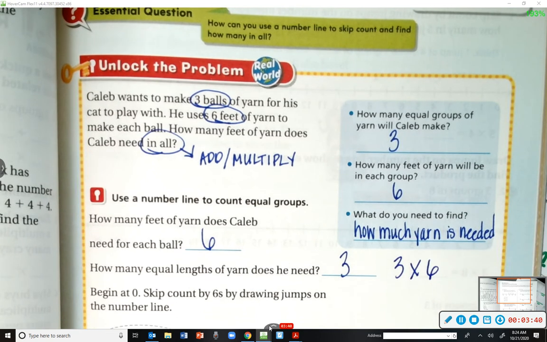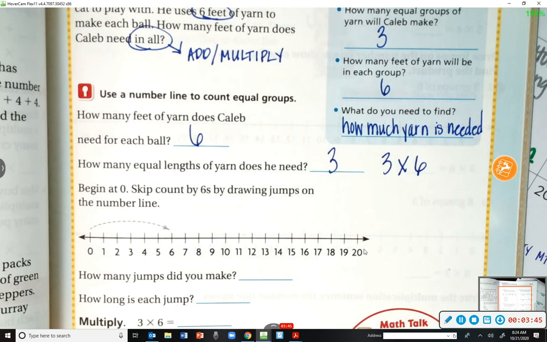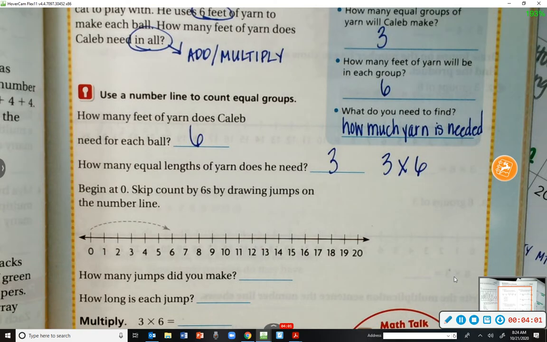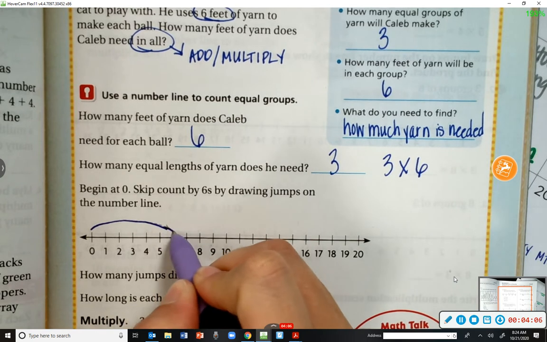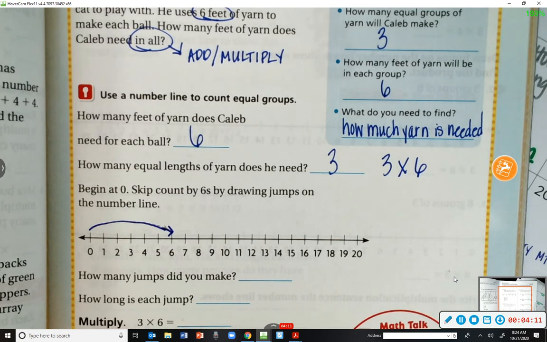Now we're going to practice showing that on the number line. The number line's already given to us. They've already skipped the first skip for us. Pay attention, Javea. You should be writing all of this down. Okay, so we started at 0 and they've already skipped all the way to 6. Okay, so how many skips do you think I'm going to do? 3. 3 jumps of 6.